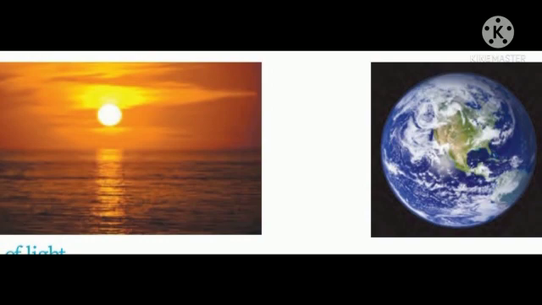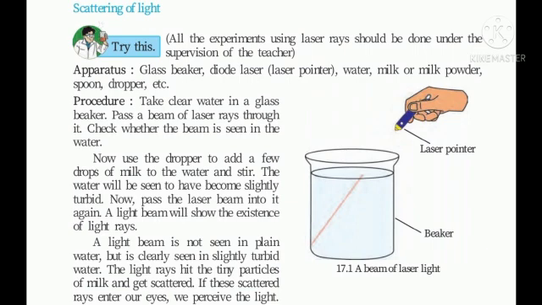We see a variety of shades of color in the early morning and the evening sky. In the photograph taken from space by a satellite, the earth appears to be bluish. What is the cause of all these effects? It is called scattering of light.